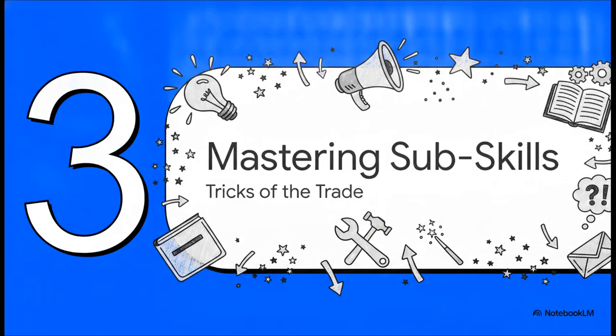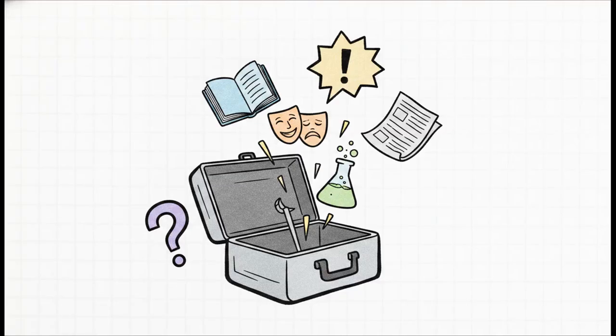Now for the fun part. Section 3, mastering the subskills. These are your tricks of the trade. The first major subskill is arousing curiosity, and man, look at this incredible toolbox you have at your disposal. You don't just walk in and say, okay, everyone open your books.